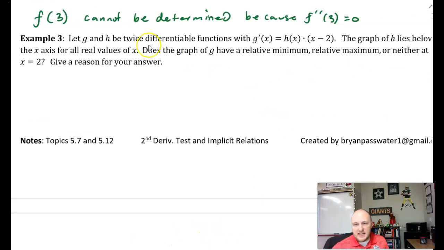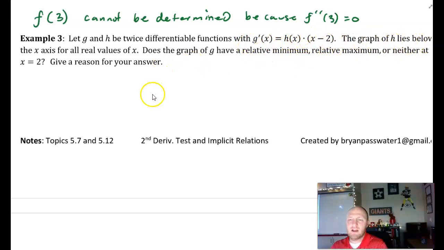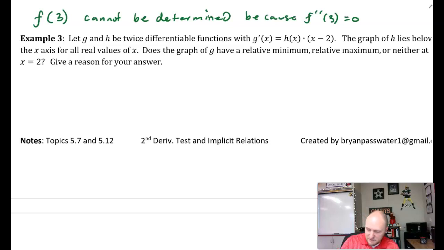Let g and h be twice differentiable functions with g prime of x equaling h of x times x minus 2. The graph of h lies below the x-axis for all real values of x. Does the graph of g have a relative minimum, relative maximum, or neither at x equals 2? Give a reason for your example, or for your answer. Okay, this is a fun example.